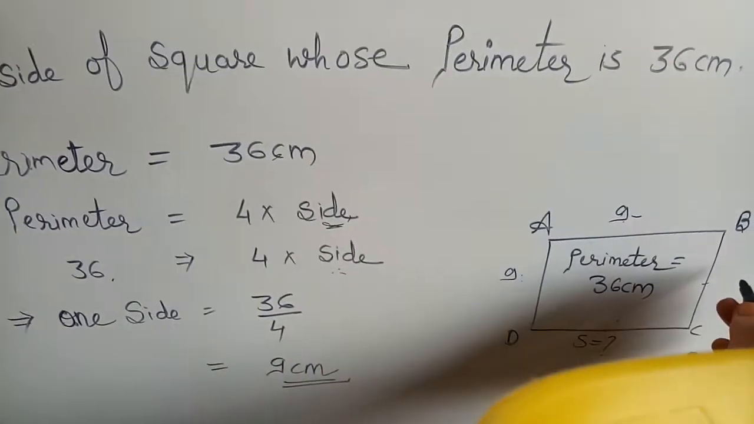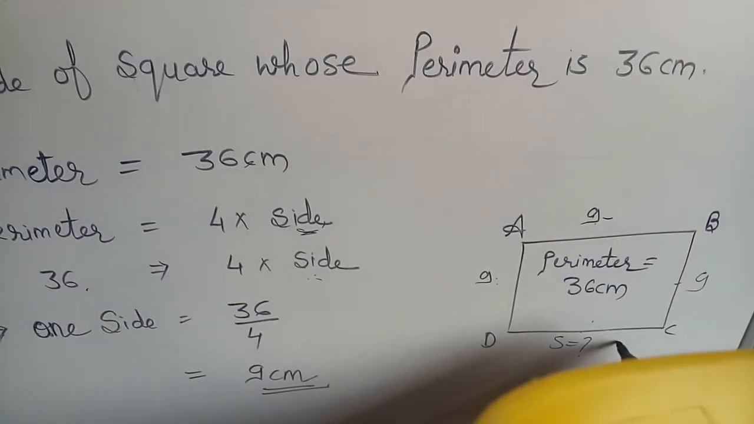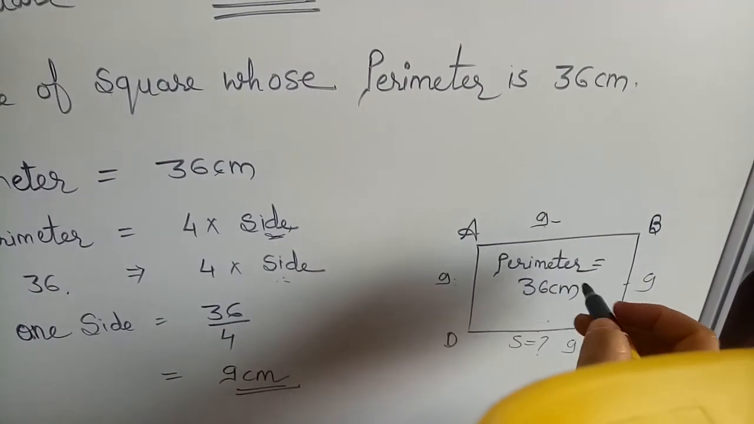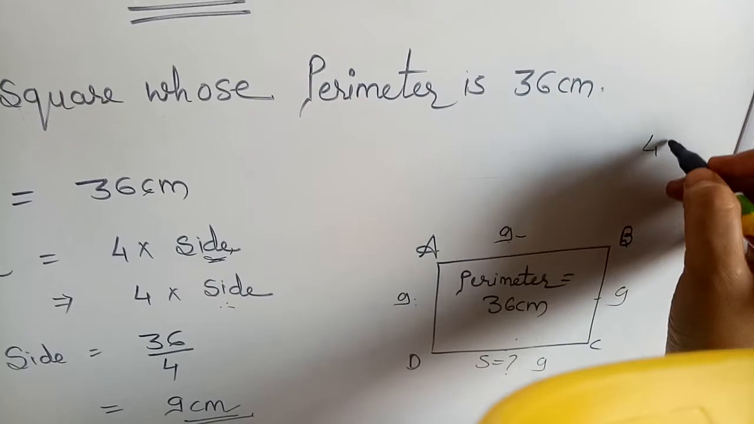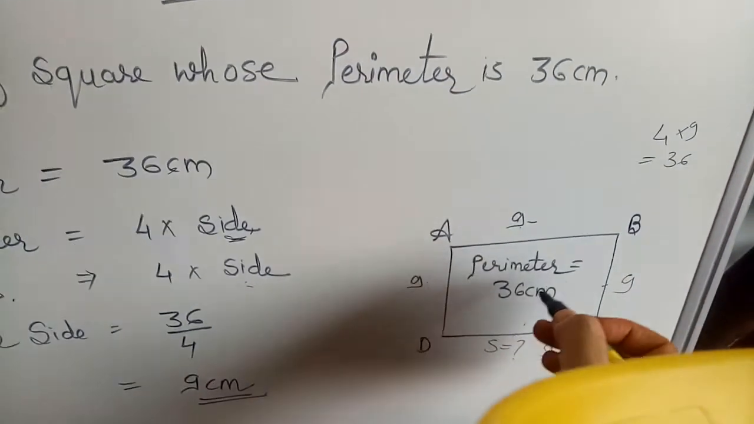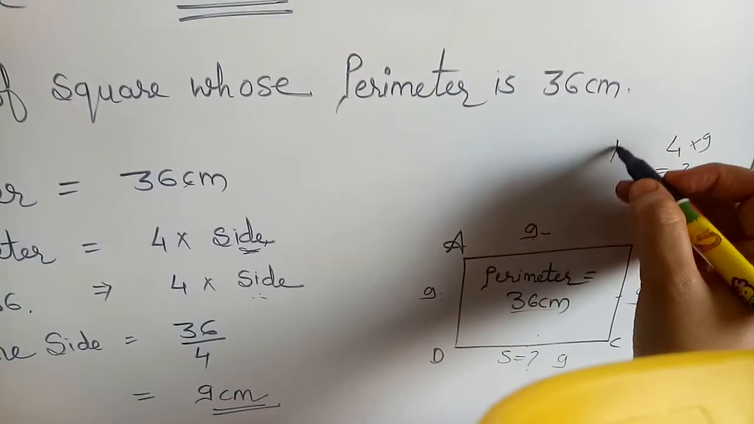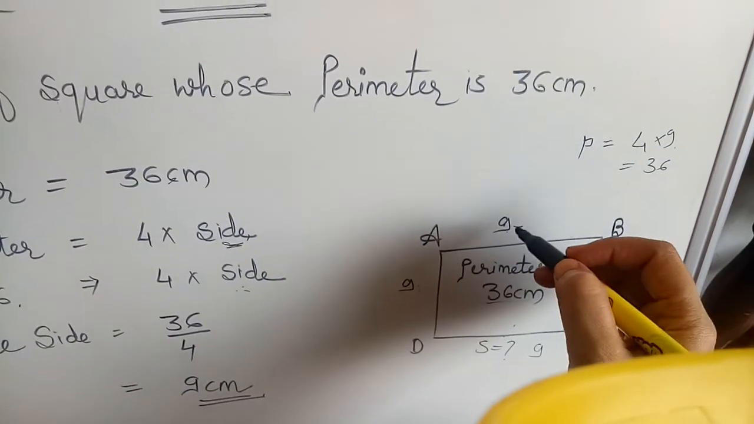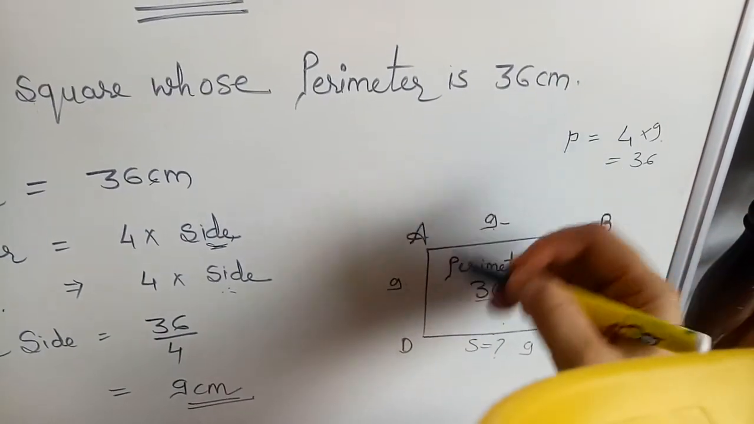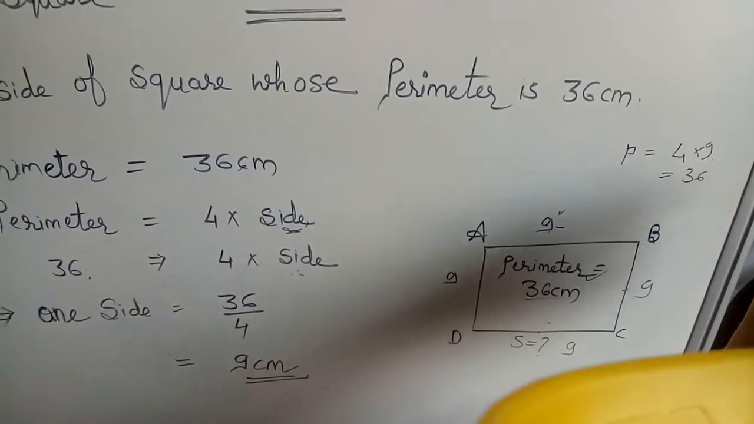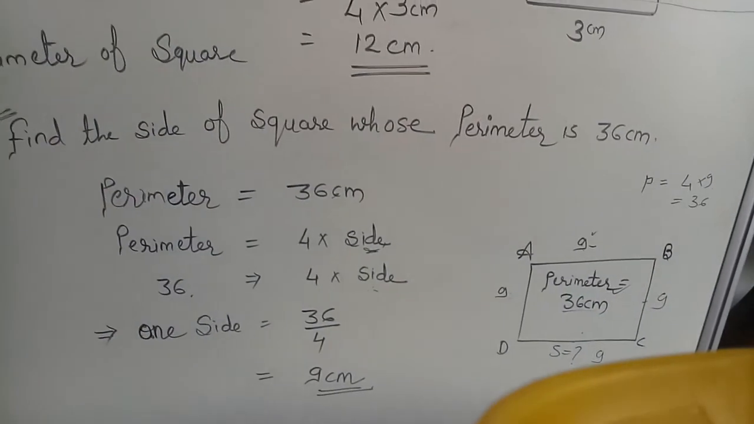We can recheck it also. See, if it is 9, then after applying the formula of perimeter of square, what is it? 4 into 9. 4 9s are 36, and this is the perimeter. This is the formula of perimeter: P is equal to 4 into one side. One side is 9, and I have cross checked it. So we have got the correct answer. 9 is the correct answer. Understood? Thank you.